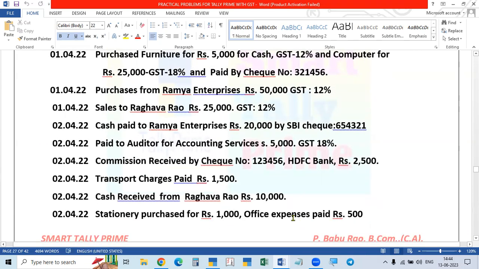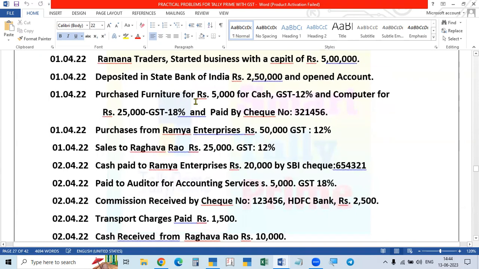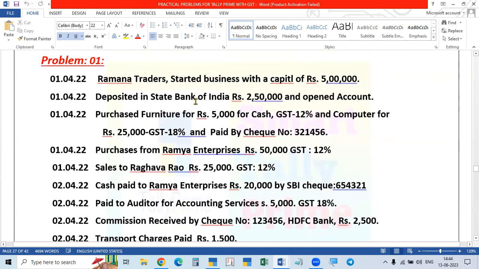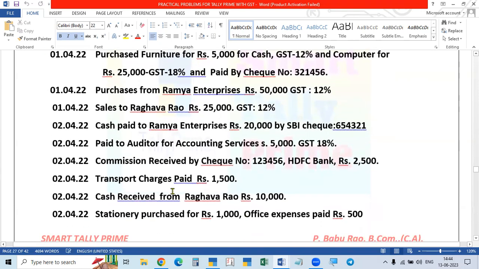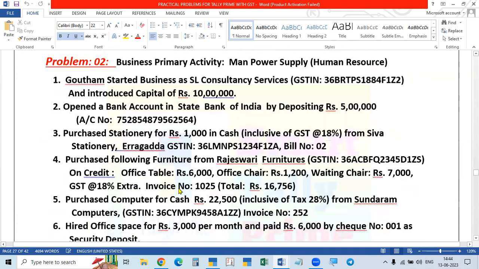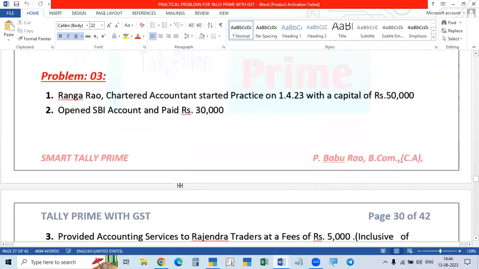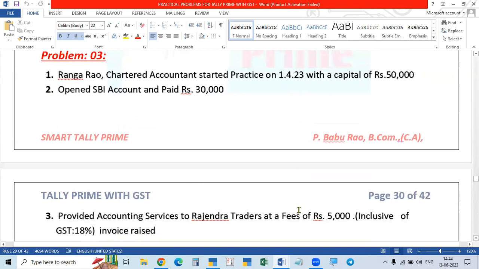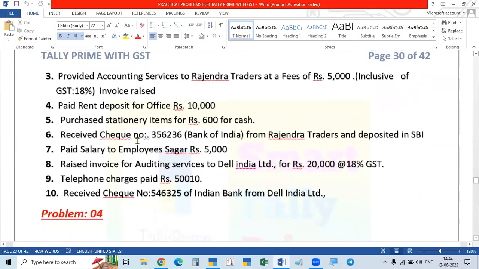This is the last transaction because this is education version, 1 and 2 only. They are recorded. So this is the starting of problem number 1, and then this is the end of problem number 1. Then go to number 3. This is the starting of the number 3 problem. At this point, you can pause the video and see transaction number 3. And from number 4 to 10, these are the balance transactions. These 2 problems you try.